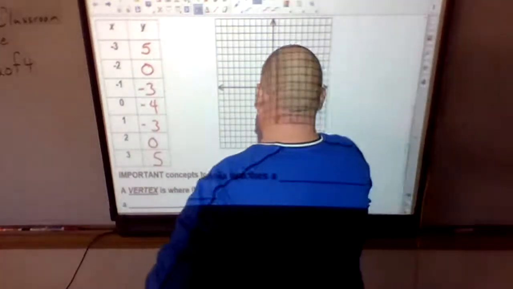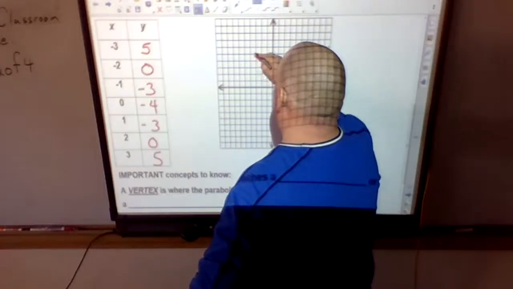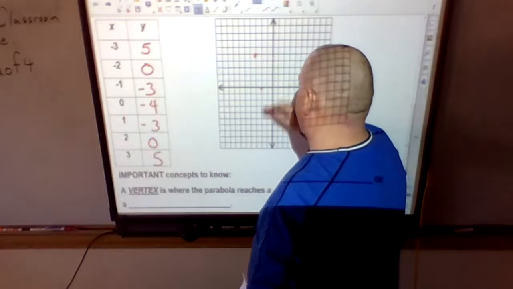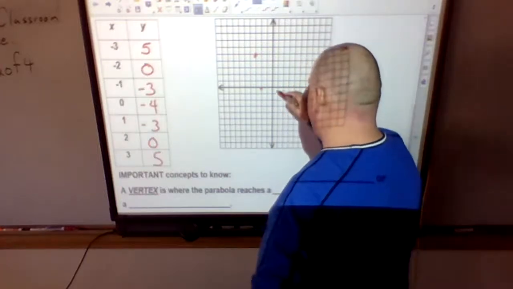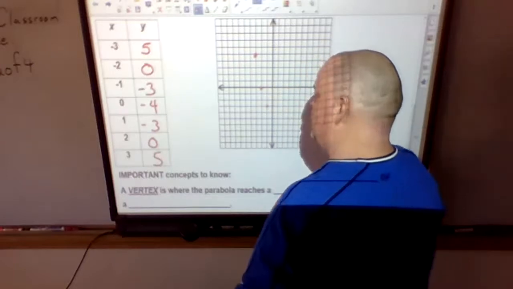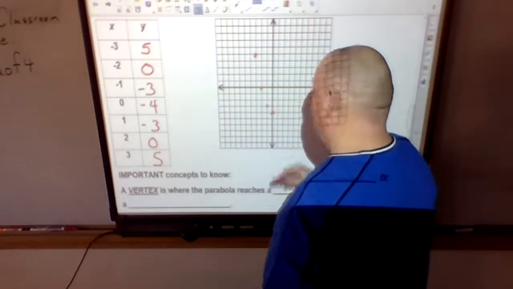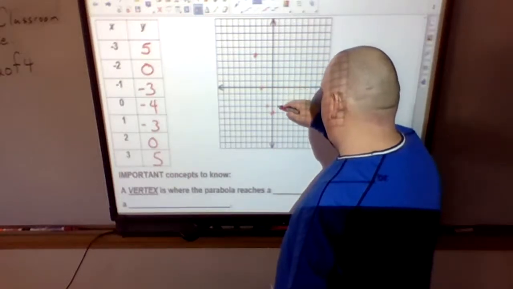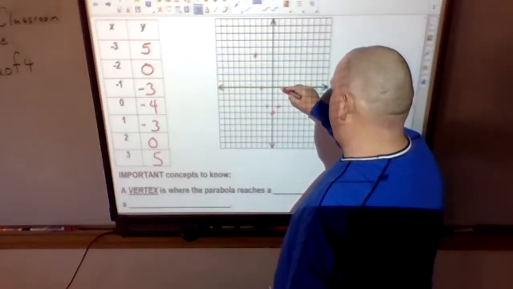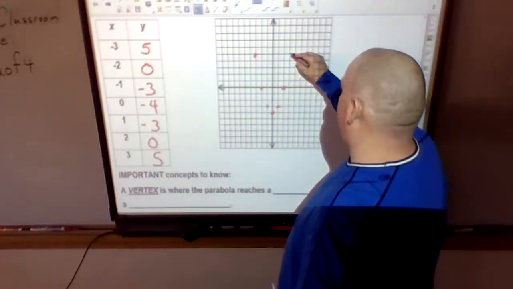So negative 3, 5: 1, 2, 3, and 1, 2, 3, 4, 5. Negative 2, 0. Negative 1, negative 3. 0, negative 4, so 1, 2, 3, 4. 1, negative 3. 2, 0. And 3, 5: 1, 2, 3, and 1, 2, 3, 4, 5.